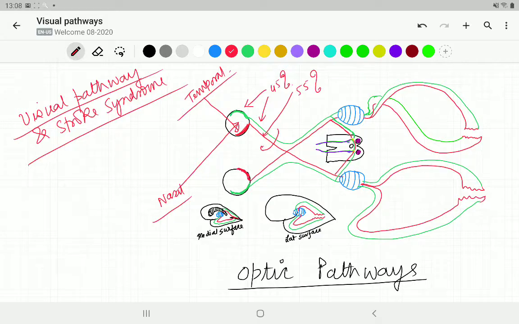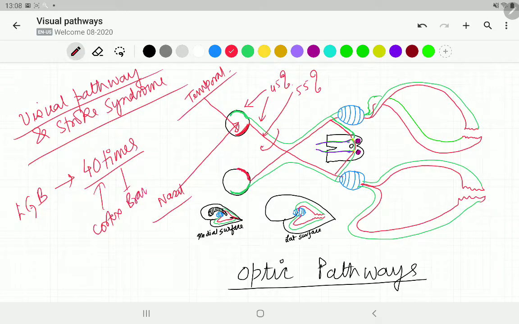Now, why does the information need to relay in the lateral geniculate body? The reason being, the lateral geniculate body receives around 40 times more fibers from the cortex and brainstem than it receives from the optic tract. In other words, there is a heavy connection coming from the cortex and the brainstem, which is modulating the information which is brought by the optic tract.